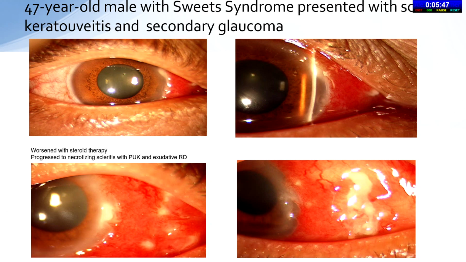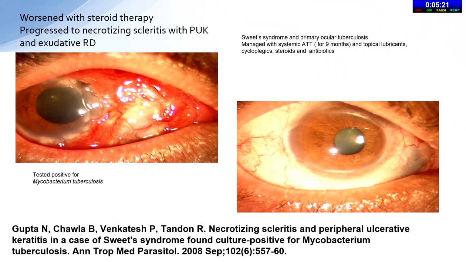I don't recall. And in such cases, again, see the patient after 2 to 3 days, because when you're not sure which way it's going to go, counsel the patient also that it's very important for us to monitor what's going to happen. And you see again after 2-3 days, it definitely showed a worsening, and he progressed to necrotizing scleritis with PUK and exudative RD. He had been given systemic steroids as well. You can see how he progressed so extensively.